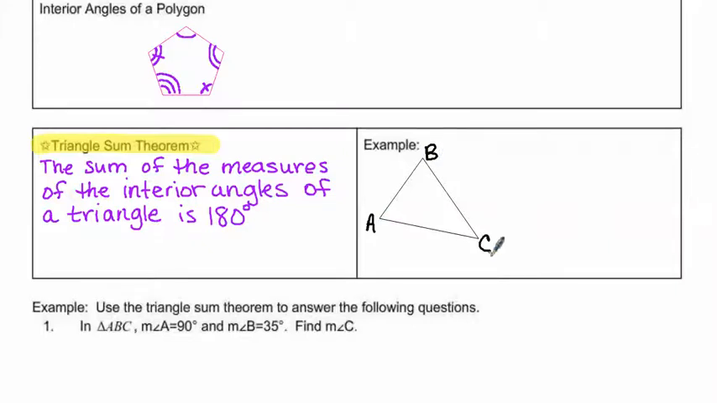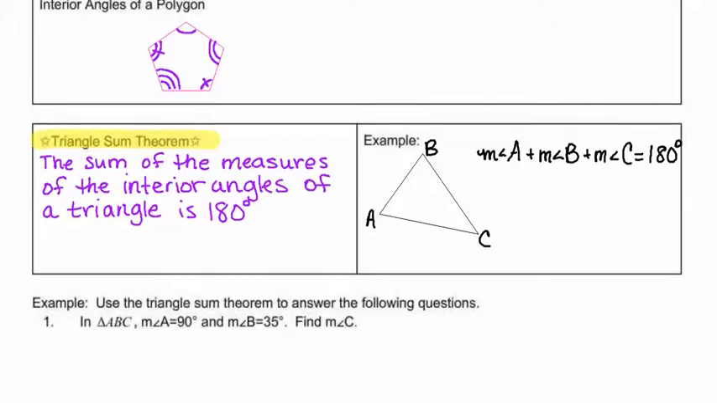And according to the triangle sum theorem, if I take the measure of angle A, whatever it happens to be, plus the measure of angle B, plus the measure of angle C, then I will get 180 degrees. Now, if I'm given two of them, I can find the third. Fill them in the appropriate places in my equation, and then solve for whatever's unknown. But ultimately, the three angle measures should total 180 degrees.